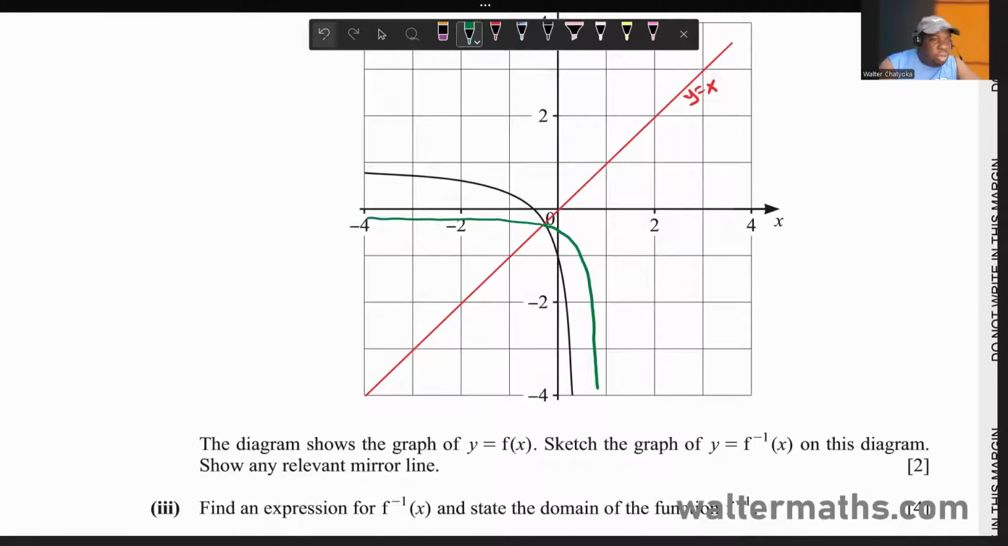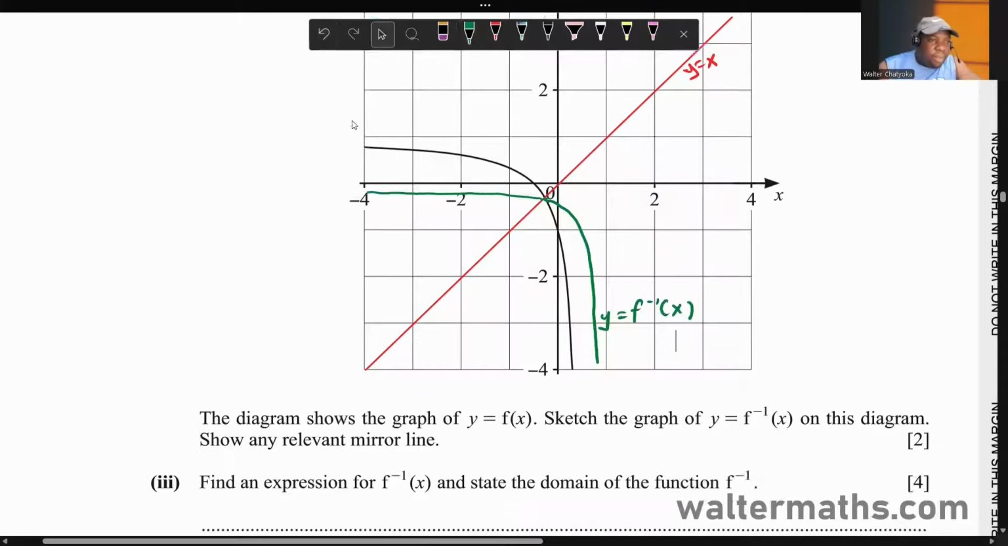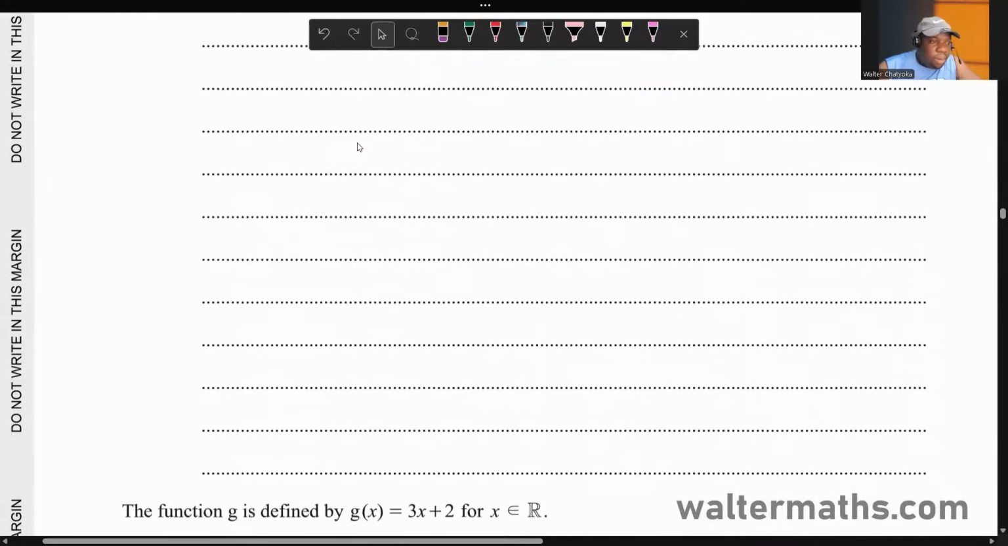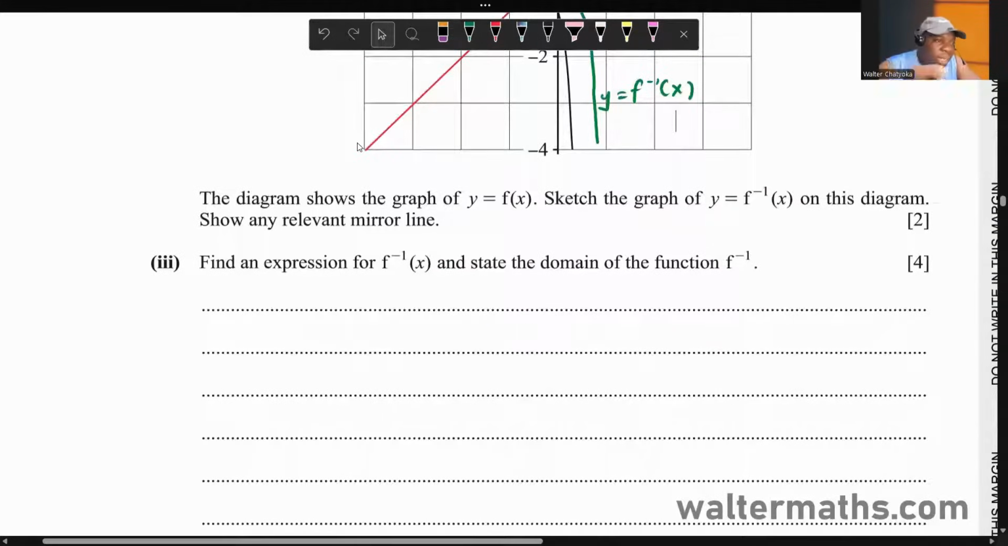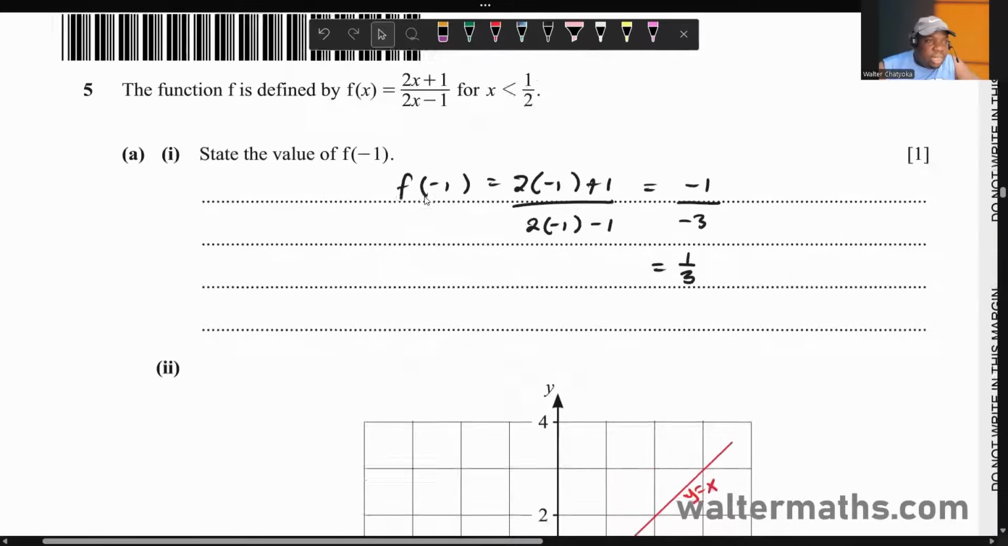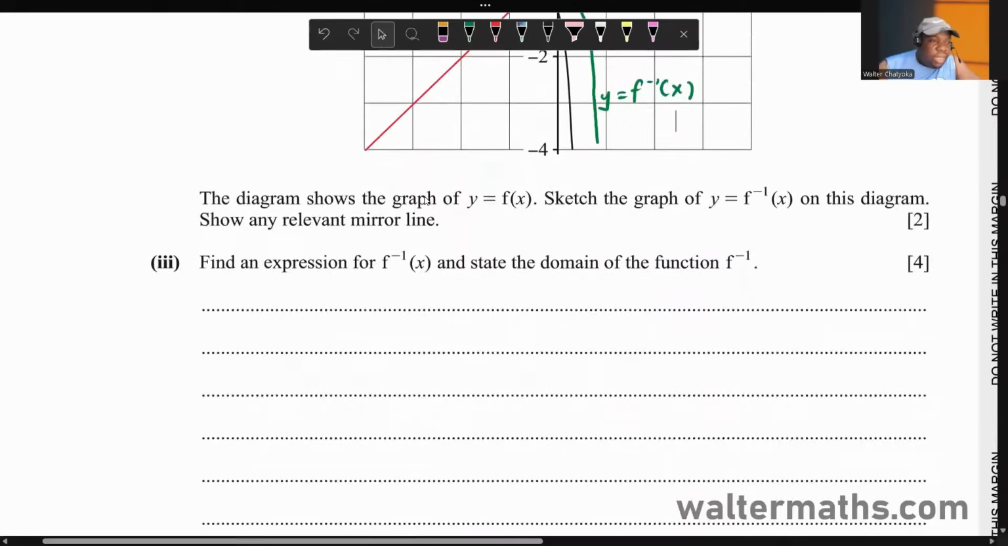Okay, so this is more like the reflection that I'm getting right here, the line in green. That's y is equal to f inverse of x. Let's move on to the next part. Actually, that's part 3. It says find an expression for f inverse of x and state the domain of the function f inverse of x. All right. So the original function f of x, I'll say let y be equal to 2x plus 1.